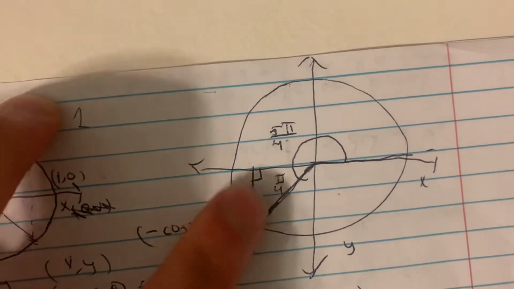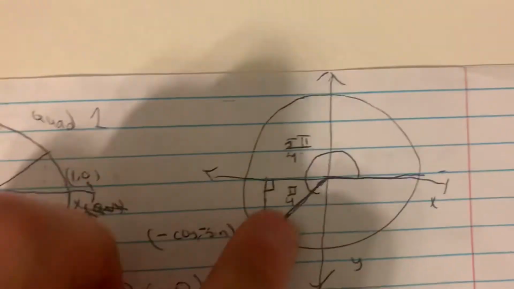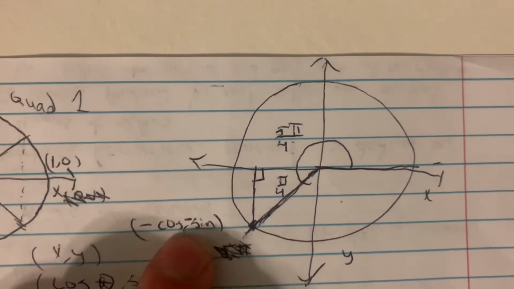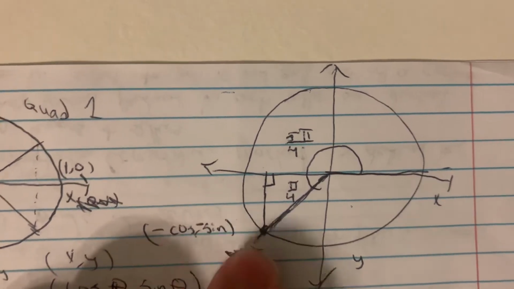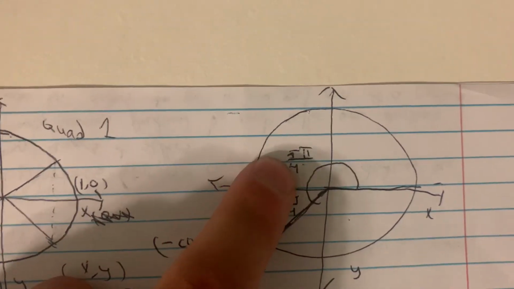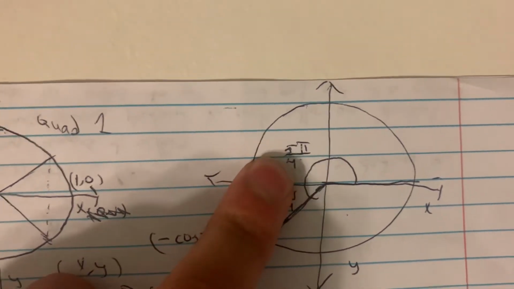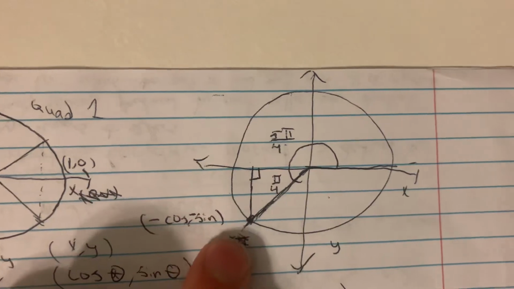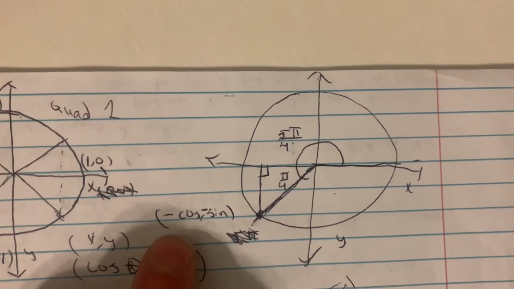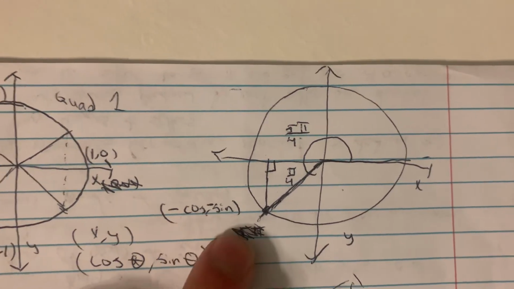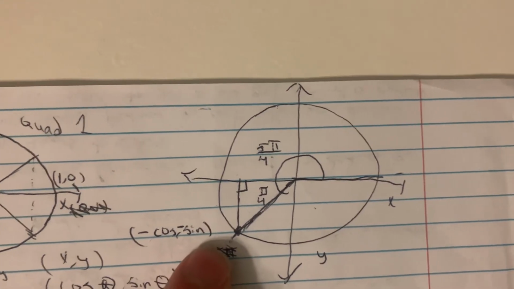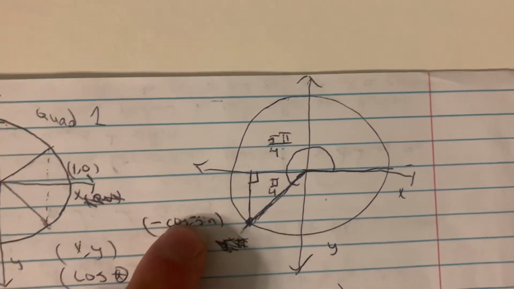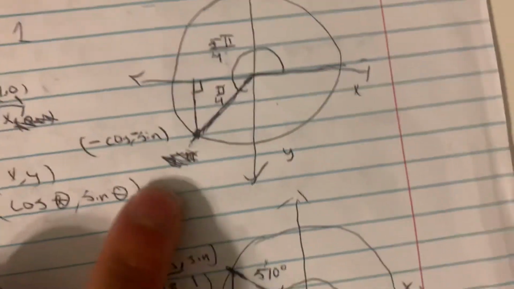But once we find that, I plug them in here, and they will be negative, because we are finding the values for 5 pi over 4. So cosine of 5 pi over 4, sine of 5 pi over 4 is negative square root of 2 over 2, comma, negative square root of 2 over 2.